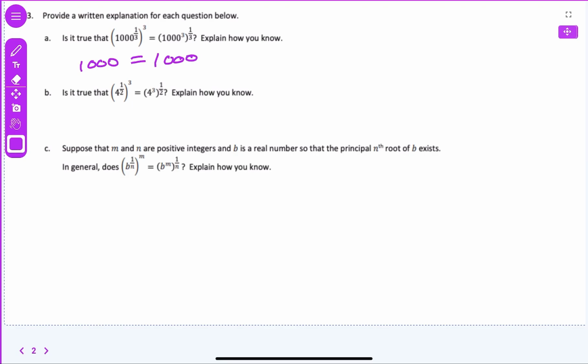Okay. B says, is it true that 4 to the 1/2 power to the third power is equal to 4 to the third power to the 1/2 power? Same thing, right? If you know your exponent rules, if it's an exponent raised to an exponent, we just multiply those. So that would be the square root of 4 to the third is equal to the square root of 4 to the third. Is that right?